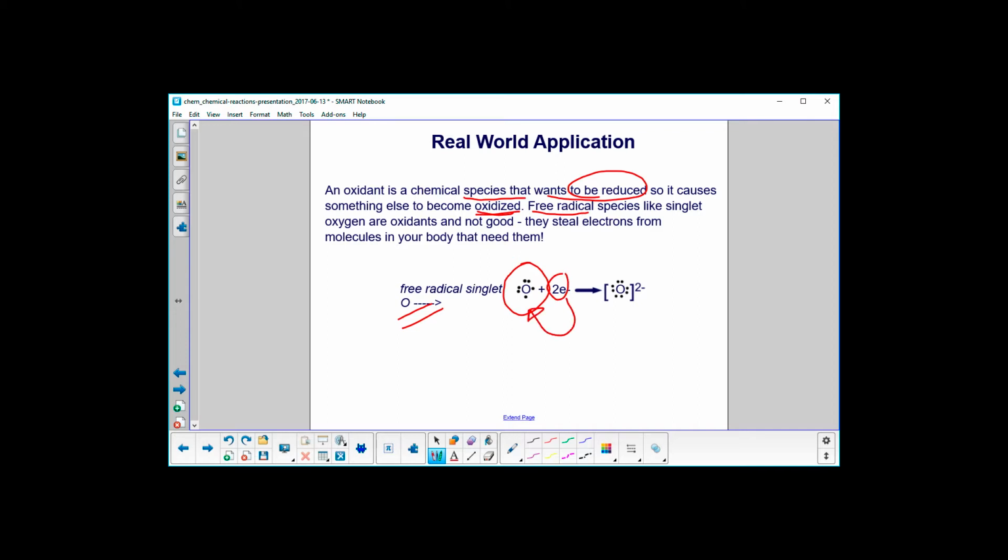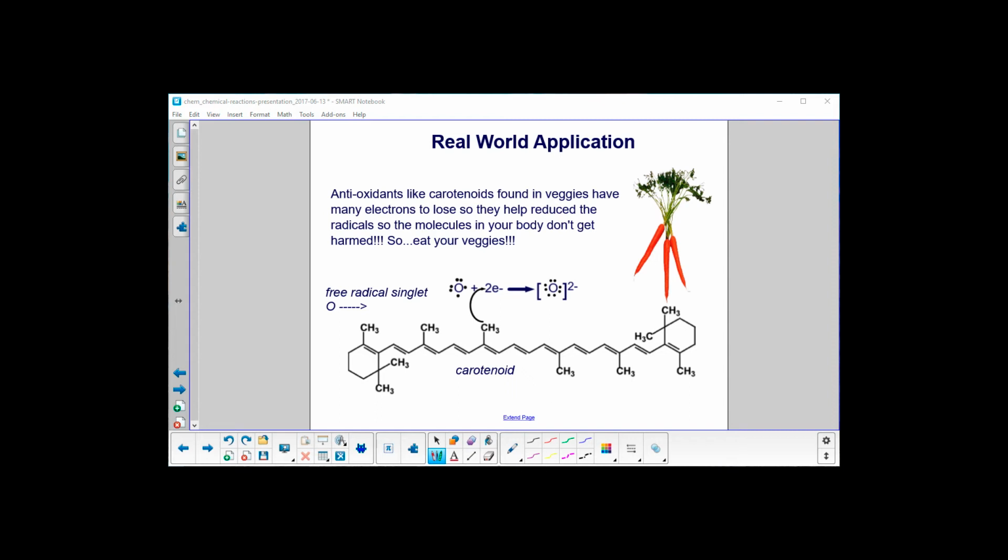So if it's inside your body, it will take it from other molecules in your body that frankly needed the electrons, and it takes them away, so it can be forming this ion here, this 2-. We're not going to get too much into biology here, frankly, because I'm not a biologist, but the molecules in your body that are doing the work for you, they have the right amount of electrons to do their job. However, when you get these free radical singlets coming around, they steal those electrons, they impact how your body functions.